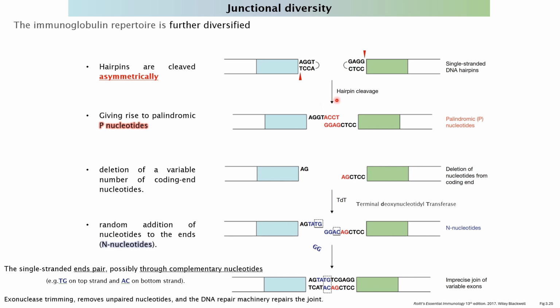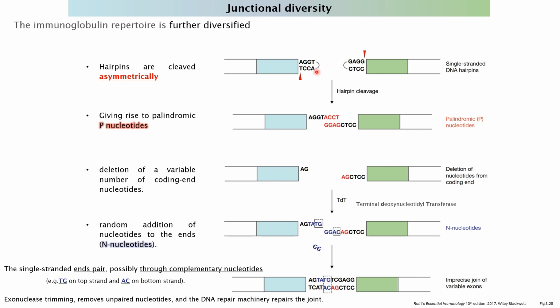Where did the ACCT come from? Well, it's here, TACCT. So we've got this here, and up here with the same type of story. We have CC, TC, CC, TC, and then after that is a GAGG, GAGG. And these are called P nucleotides, palindromic nucleotides.